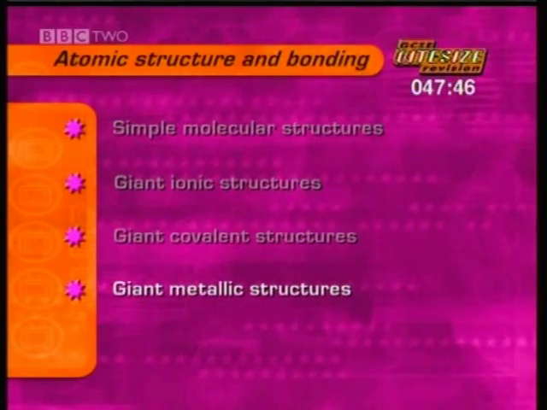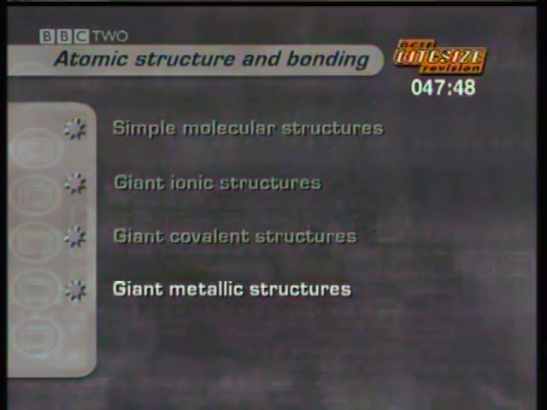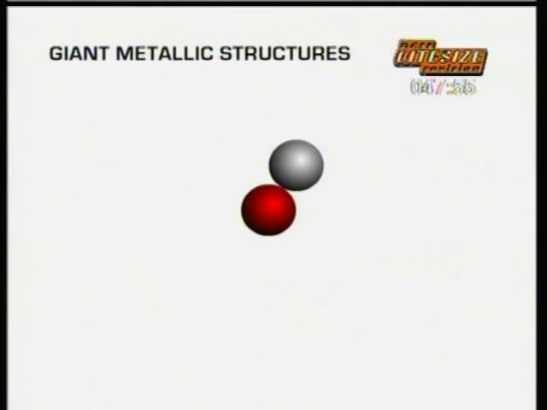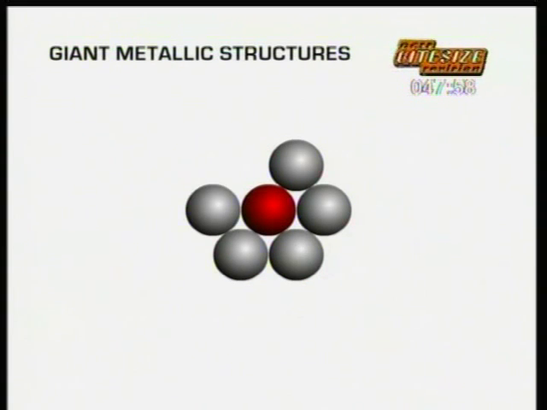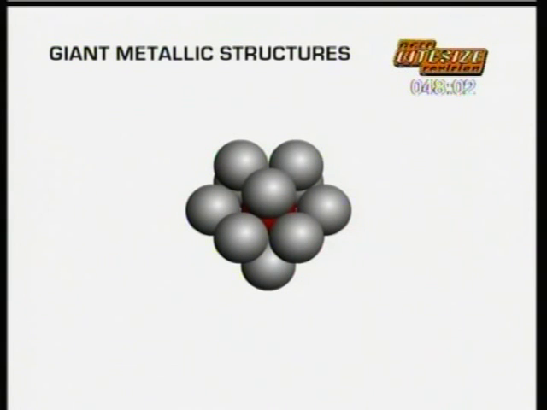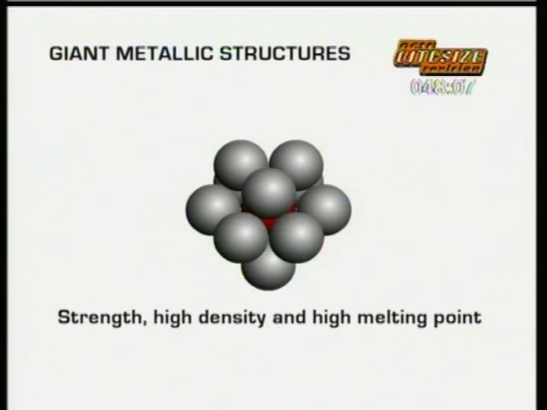Next, giant metallic structures. Atoms in a metal are in closely packed layers. Each atom is in contact with 6 other atoms in its own layer, another 3 atoms in the layer above, and another 3 in the layer below, making a total of 12. This gives metals their strength, their high density, and high melting points. Metals are also ductile, flexible, and malleable. They can be stretched, bent, and worked.